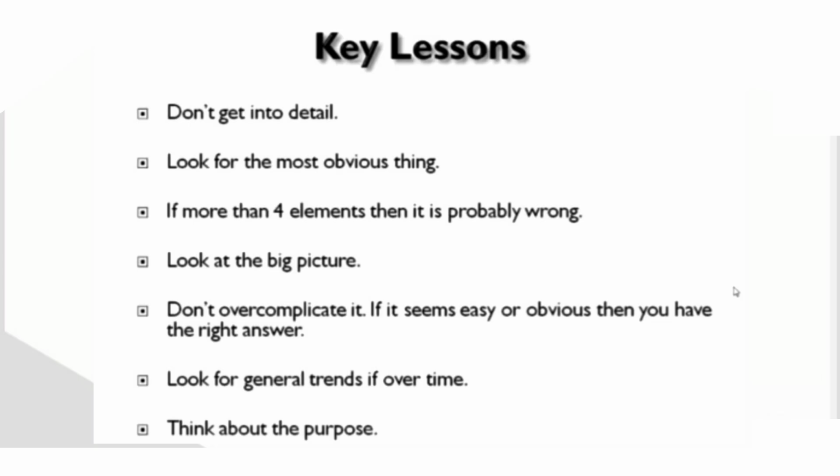Then look at the big picture. Don't go for minute things. Look at the big picture. Don't overcomplicate it. If it seems easy or obvious, then you have the right answer. Then look for general trends if over time. If you are given a continuous time period, then it is an overtime graph. Then look for general trends: increase, decrease or fluctuated. Think about the purpose. Always think what will be the purpose of this graph. Is it saying the trend or is it compare and contrast? That's all about key lessons.